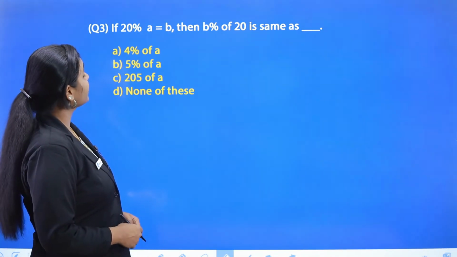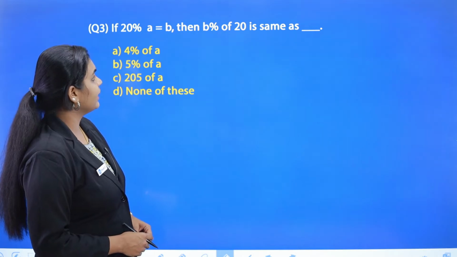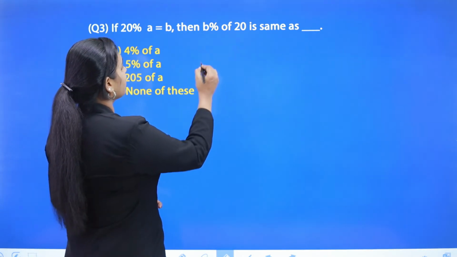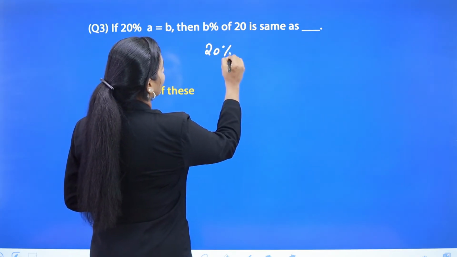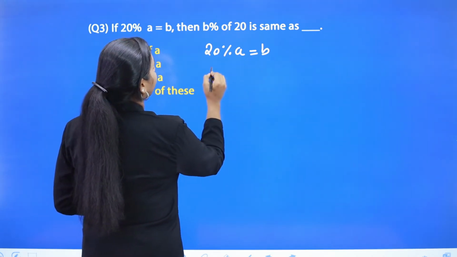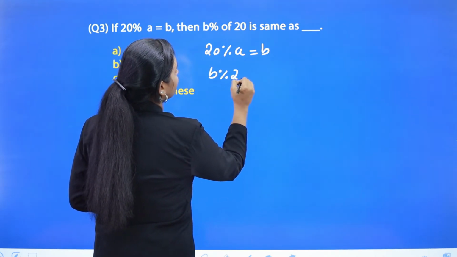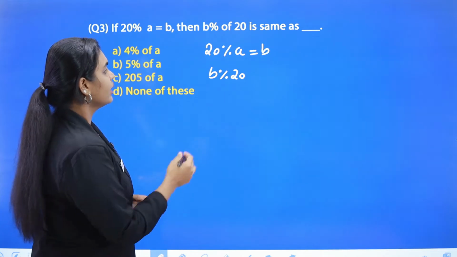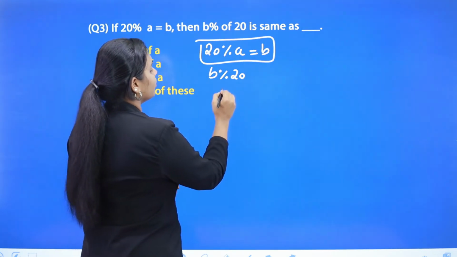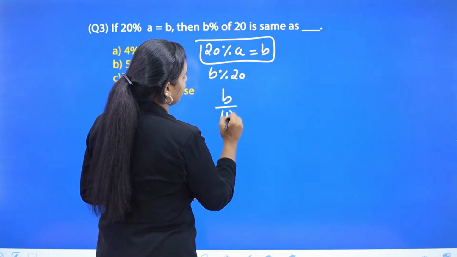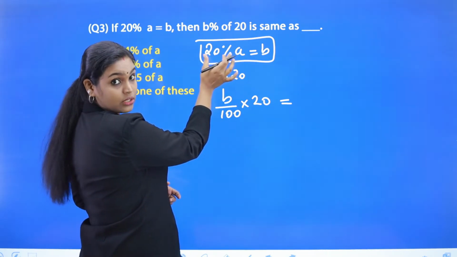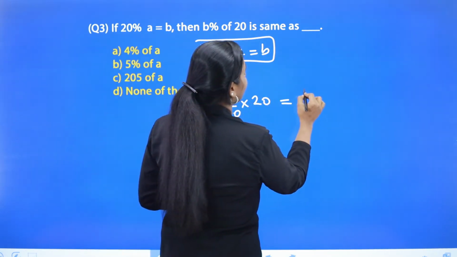Third question. If 20% of A is equal to B, then B% of 20 is the same as what? So what is given here? 20% of A is equal to B. And what you are asked to find? B% of 20. Alright, so it is already given 20% of A is B, right? So how can we write this B% of 20? B by 100 into 20. Now substitute this 20% of A in place of B. So what will it be?